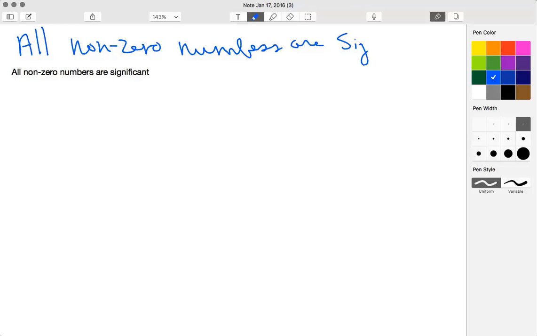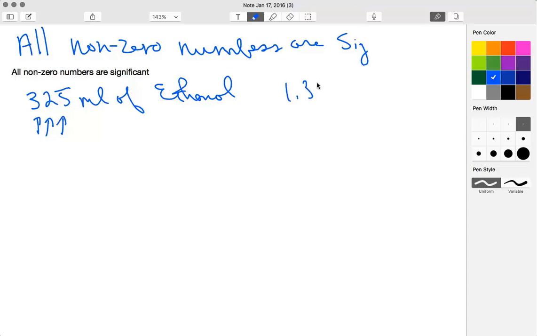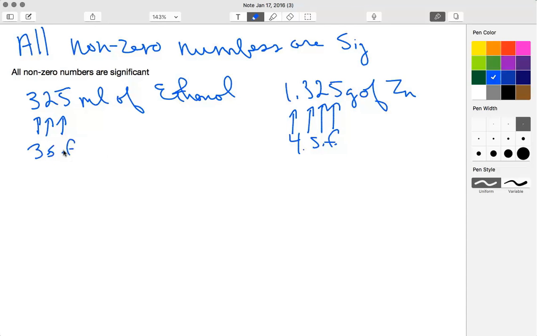If you were reporting 325 milliliters of ethanol, this would have 3 significant figures because there's 1, there's 2, and there's 3. If this number were 1.325 grams of zinc, you would have 1, 2, 3, 4 significant figures. I should have put 4 significant figures here because you have 4 non-zero numbers.